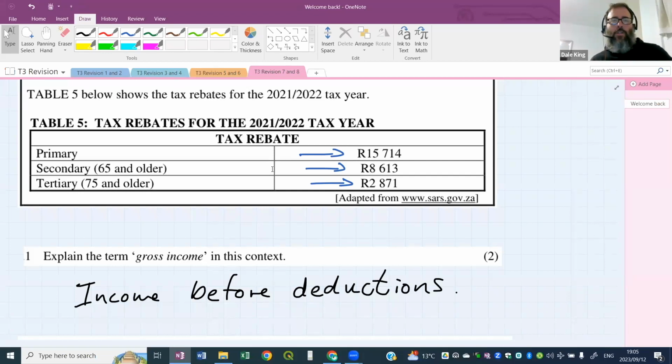A 65-year-old person gets the main rebate, they call it the primary rebate. That's why it's called primary. 65 and older get a secondary, which means another one. Oh, okay. So it's primary rebate, and then you get a secondary rebate and a tertiary. So you get 3 rebates if you're 75 or older. Never viewed it like that, but thank you very much, sir. Be blessed, eh?